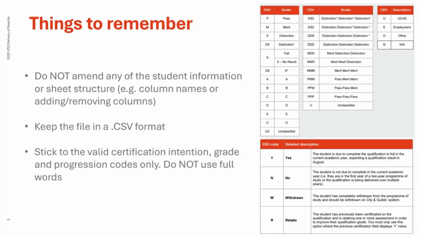Things to remember when uploading and downloading data for the VTQ Delivery of Results activity. Do not amend any of the student information in the CSV file. If you see anything such as a date of birth or name that is incorrect, please contact us to rectify this. Please also make sure you do not change anything about the structure of the file, such as renaming columns or adding or removing columns. This file must also remain as a CSV file type.